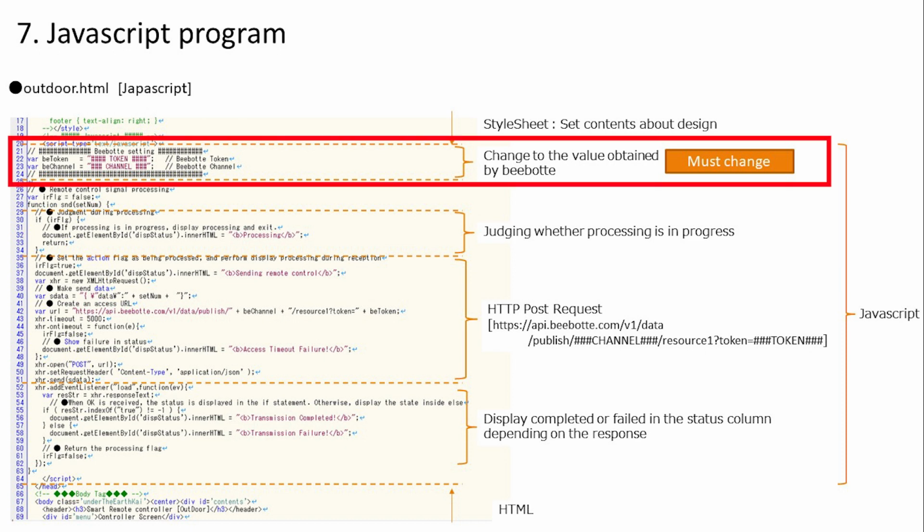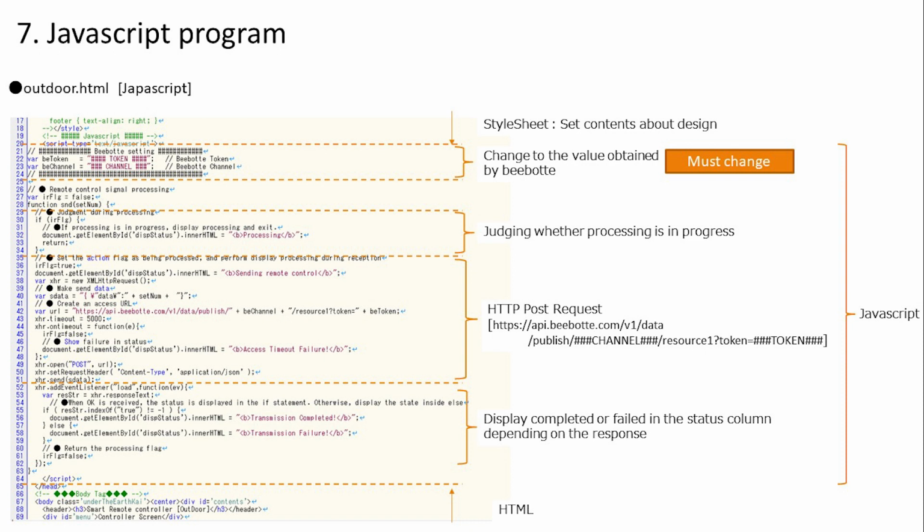As you can see here, there is a setting at the beginning of JavaScript. Configure the tokens and channels obtained from beebotte here. If you want to use it, be sure to set it and save it before using it. As for the processing, it first determines whether processing is in progress, and if it is not in processing, it executes the HTTP request to beebotte. Finally, if there is a response from beebotte, it will display success or failure on the screen.